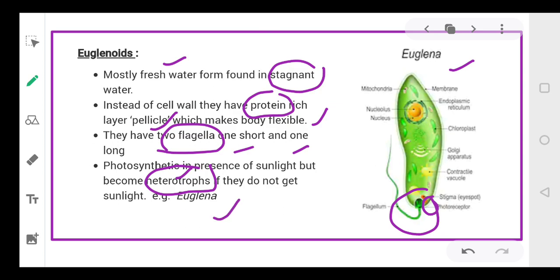Dear students, you can see the structure of euglena. You can also see the chloroplast is present, so it can easily perform photosynthesis. Two flagella are there: one is a longer one, one is a very, very short one.